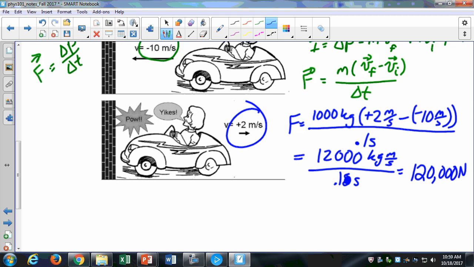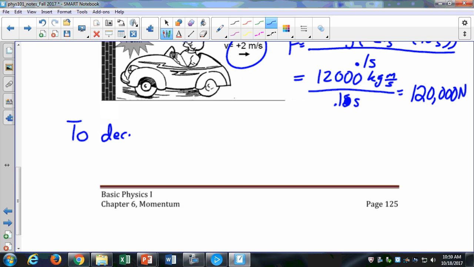So a common way for us to lower this force, or to decrease the force, this comes up in your OpenStax, by the way. I think there's a question there. To decrease the force, you can do two things. One, you can change the delta V. If I make delta V smaller, that is, I just drive slower, for example, then that'll make my change in speed a lot smaller.